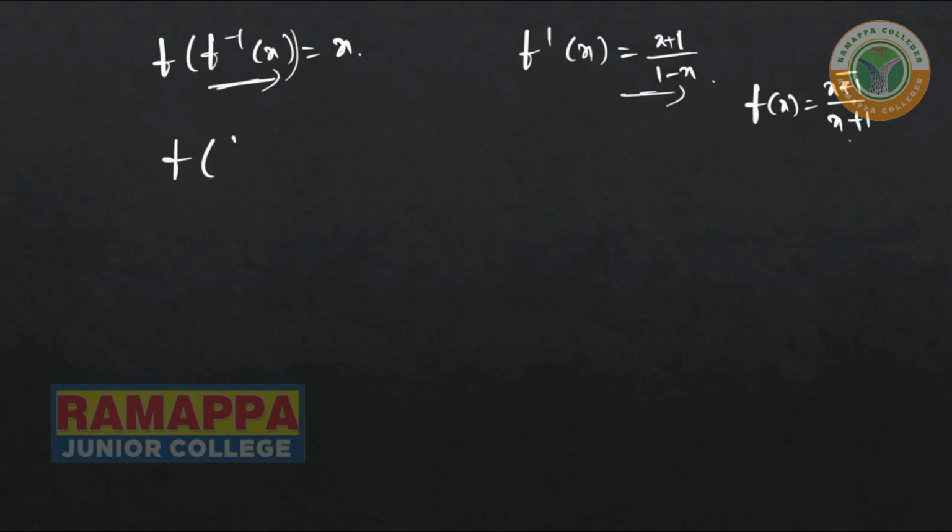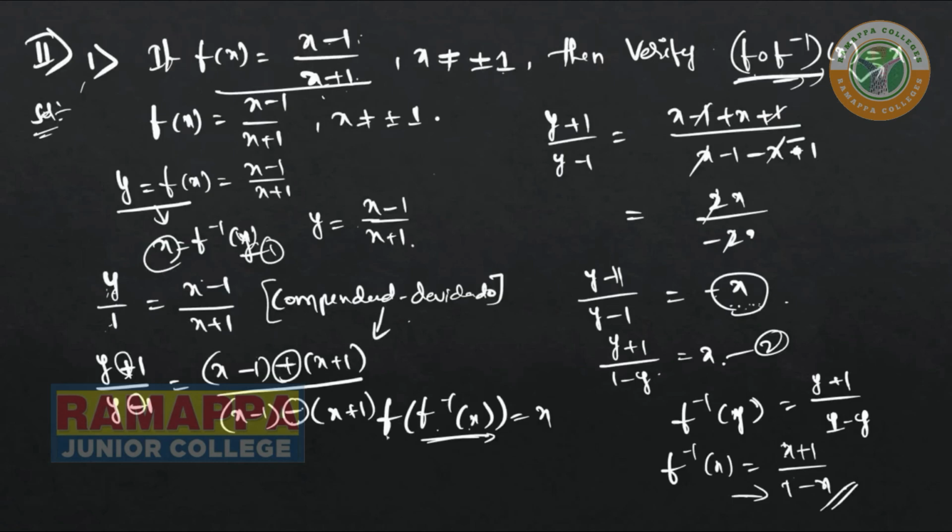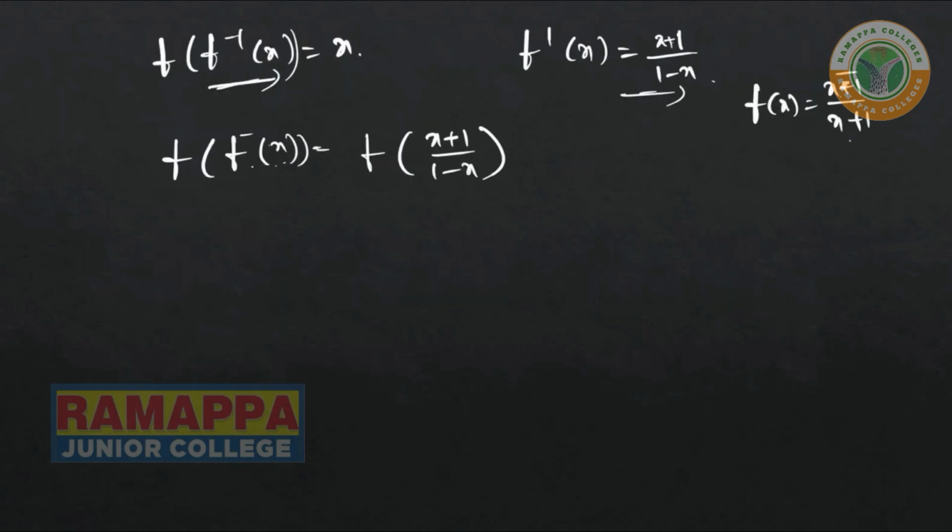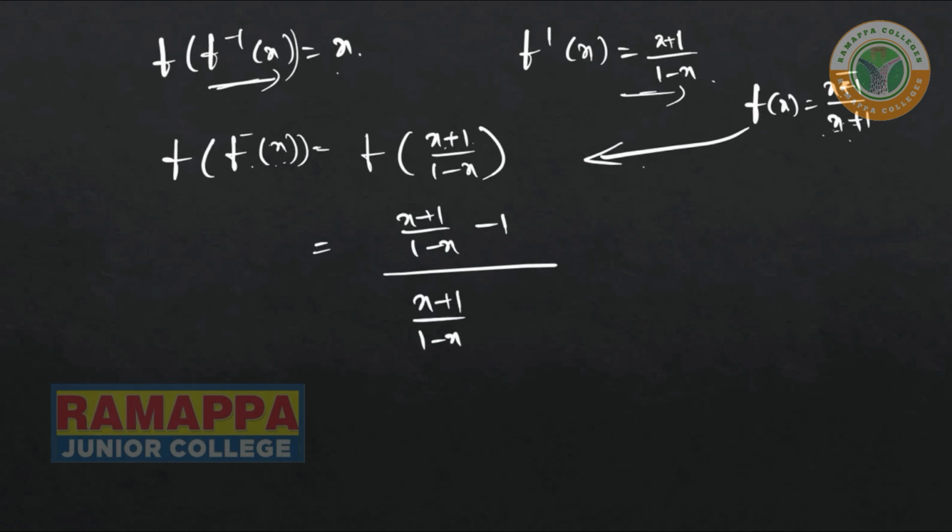So f of f inverse of x is what we have to substitute. f inverse of x is (x + 1)/(1 - x), and f of x is (x - 1)/(x + 1). So in that I am substituting: x + 1 divided by 1 - x, minus 1, divided by x + 1 divided by 1 - x, plus 1.